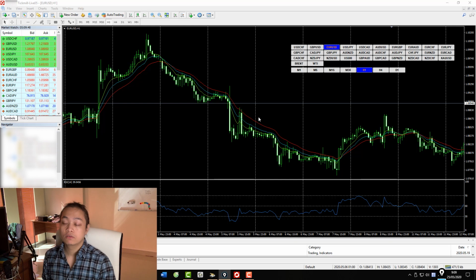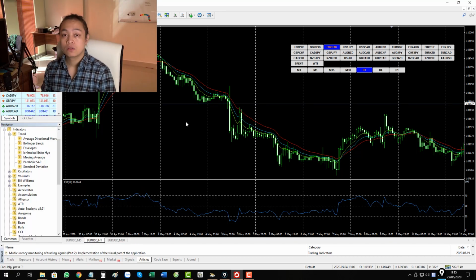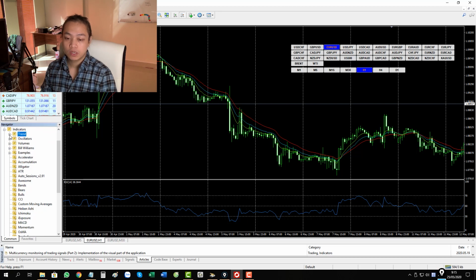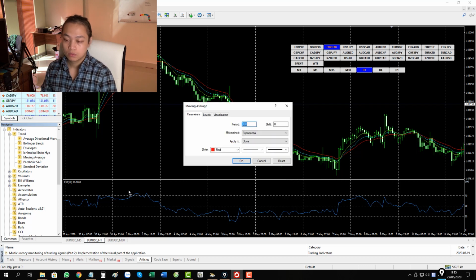Now there's one more thing to increase the efficiency of the 50 level. That is, you add a moving average into the RSI window. And in case you don't know how to open two indicators in the same window, here's a way to do it. From the navigator window, you open the trend menu, go to moving average. You left click, hold and drag it into the RSI window.